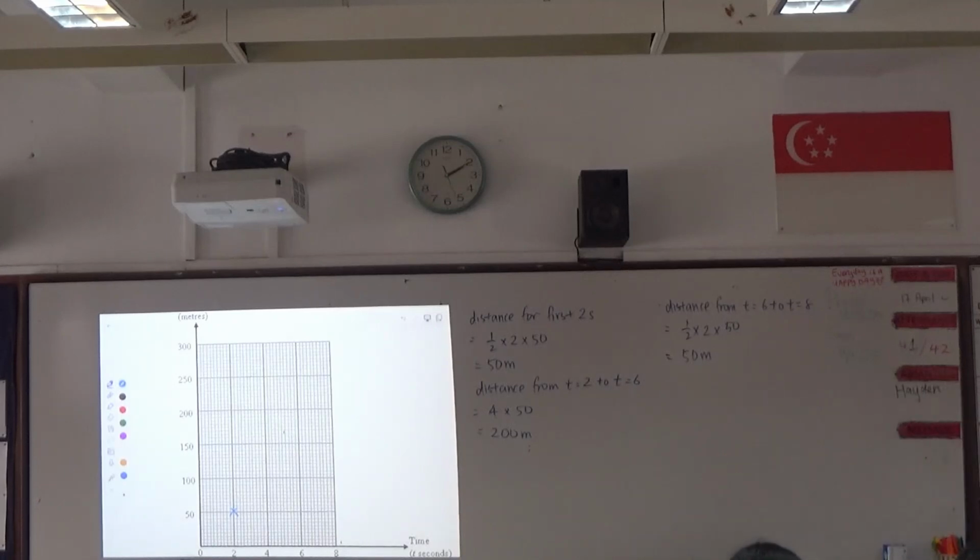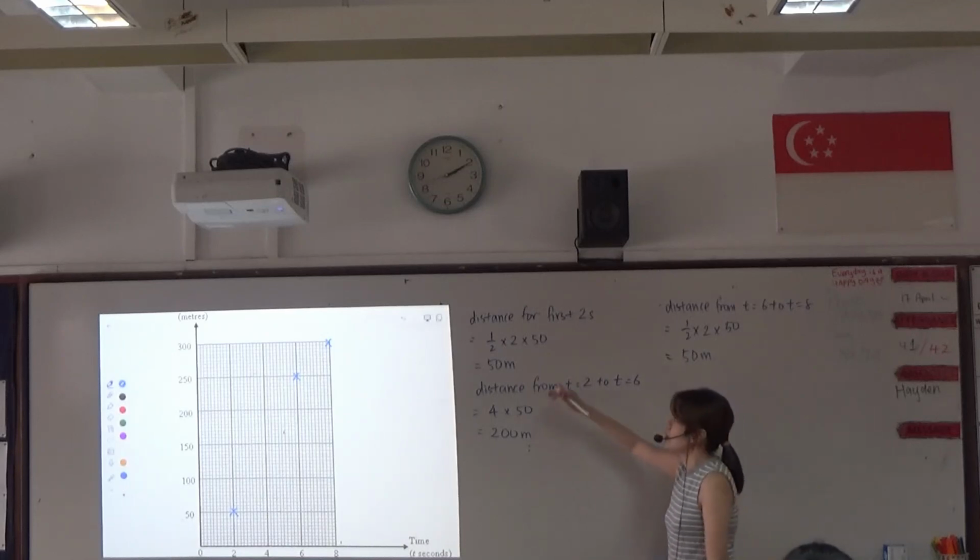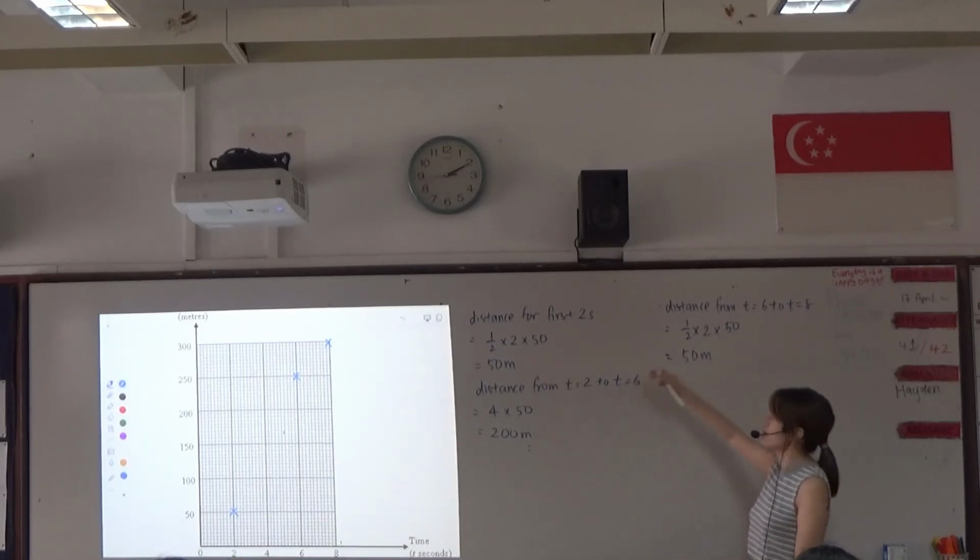So that is usually a point where most people may be wrong. Okay, it should be at 250. Then the last one, add another 50, it should be at 300. So this is a cumulative graph. It adds on. Okay, 50 plus 200, then plus another 50. Okay, so we have these three critical points.